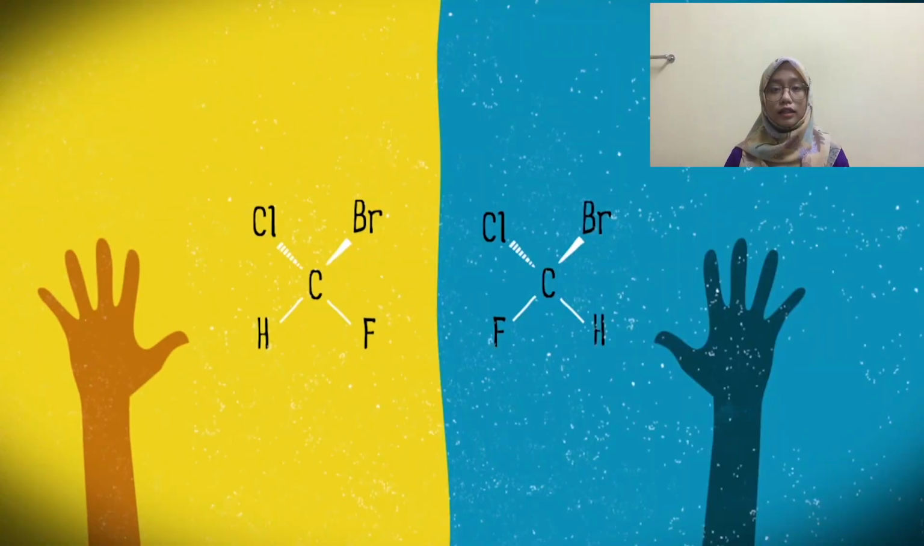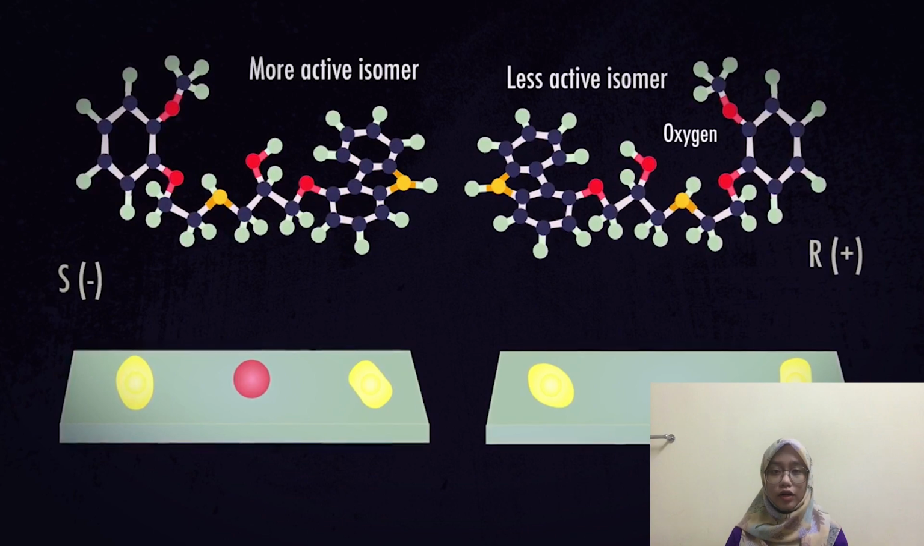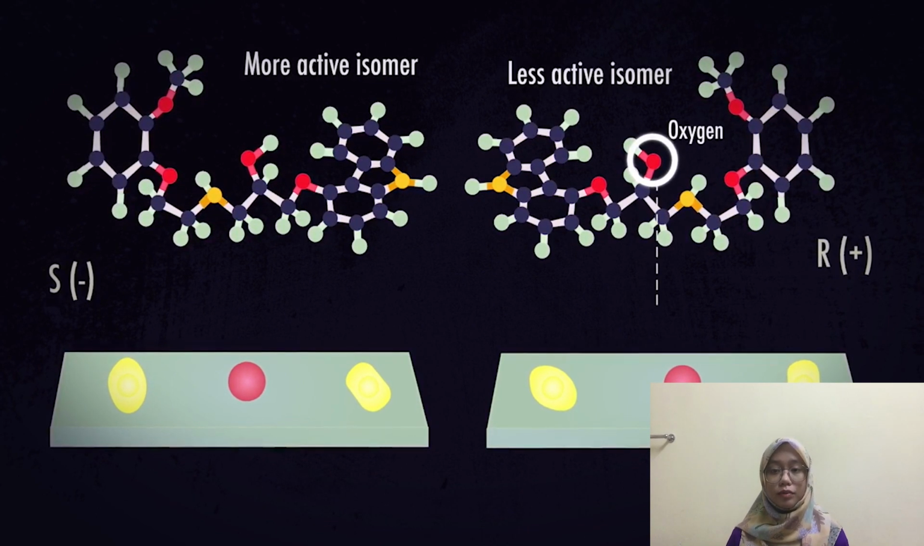Chiral molecules, the definition is that they can occur in two forms that are mirror images of each other. The classical synthesis produces both enantiomers in a 1:1 ratio. They cannot be separated by normal physical means. Nature is, however, more selective. Here, only single enantiomers are formed.